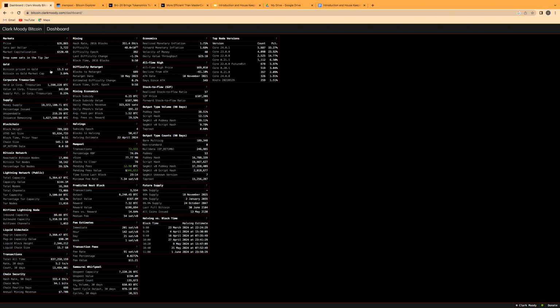Let's see, what else have we got here? Reachable Bitcoin nodes, 17,096. Tor nodes, about 10,000. About 60% Tor nodes. Lightning Network capacity is at 5,364 Bitcoin, worth about $144 million, 16,000 nodes in total. I guess that must be visible nodes. Tor capacity is about 3,500 BTC. Yeah, so there we are. That's the Clark Moody's dashboard.